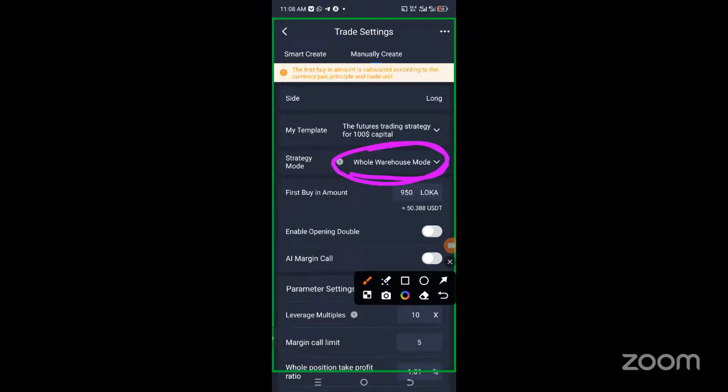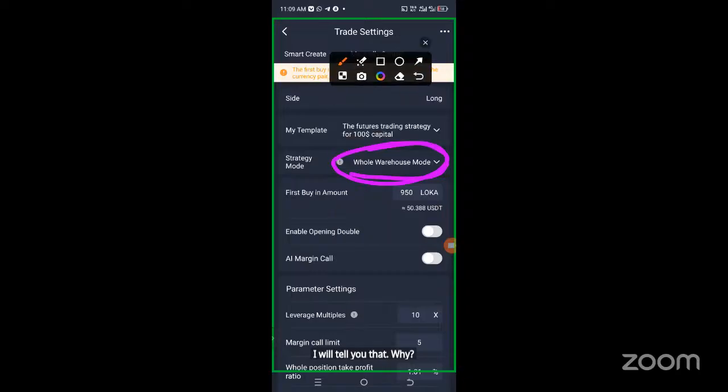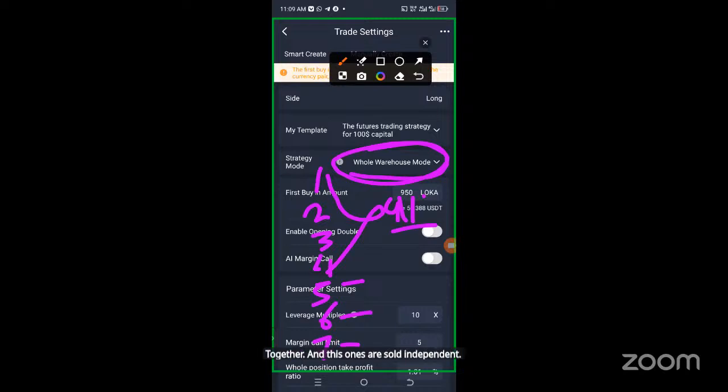Trade under warehouse mode. I will tell you that. Why? Because we have been trading in spot. When you have 7 margin calls, the first 4 margin calls are sold all together, and these others are sold independently. But when the robot buys them all, the average price comes closer to the current price to help you come out from floating loss.